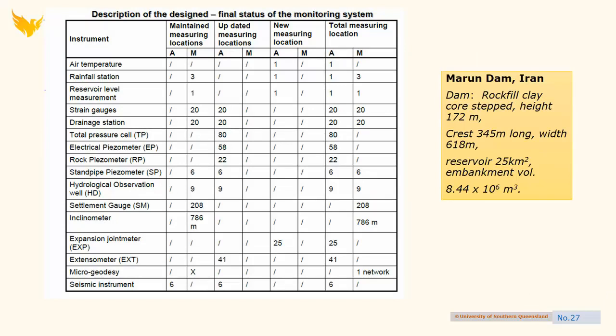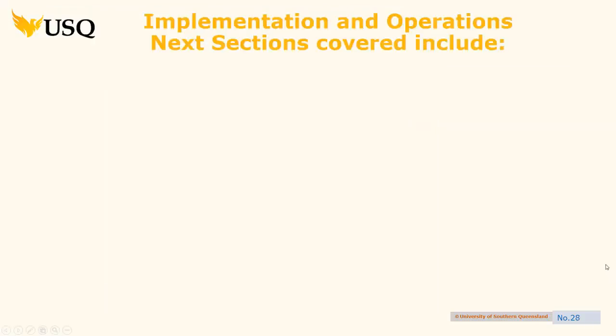Now, to give you an idea, this is the Marun Dam, a very, very large earth dam in Iran. Just look at the numbers there, right? 786 inclinometers. You know, there's lots of stuff. Microgeodesy, in other words, the geodetic network, one network. So this is basically the supply sheet for the dam. Lots of stuff, lots of strain gauges, piezometers. I really put that there to show you they actually do use them, right? So that adds to an expense of a large dam particularly.